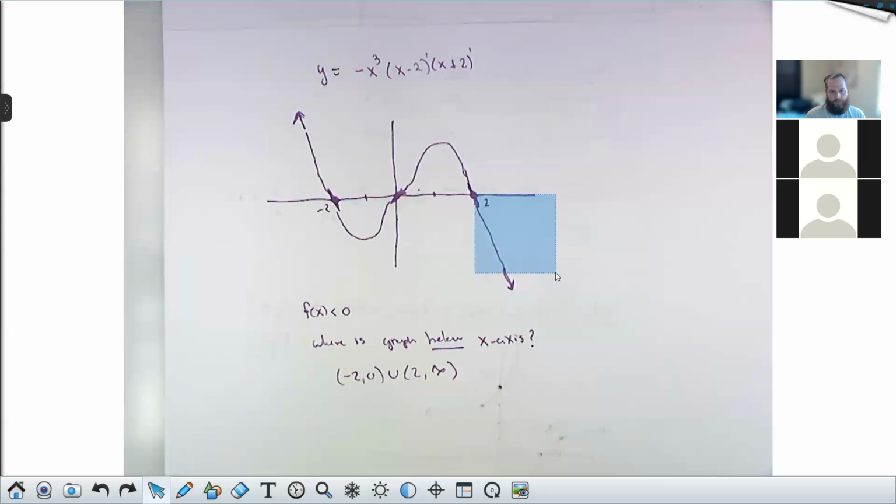That first chunk of the graph corresponds to the x values from -2 to 0. So -2 to 0 is a part of that solution. And because this is a strict inequality, we do not include either endpoints. F of x is equal to 0 at those endpoints, not strictly less than 0. Similarly, from 2 to infinity, this function is negative, right? The graph is below the x-axis, so we would include the interval 2 to infinity in that solution.